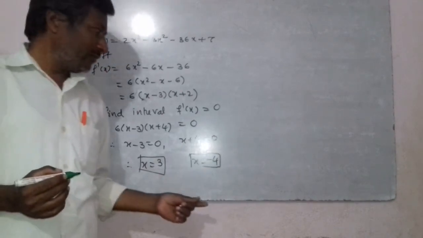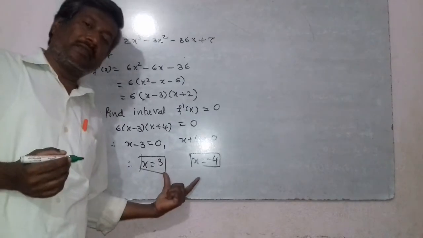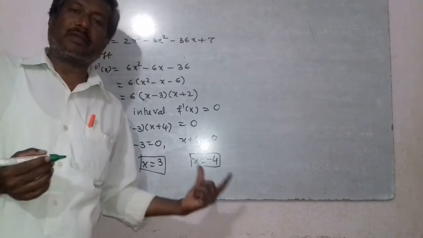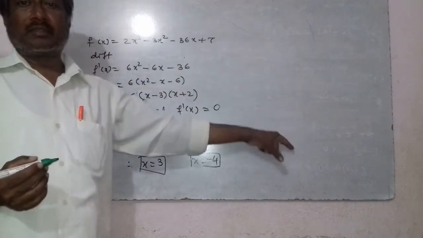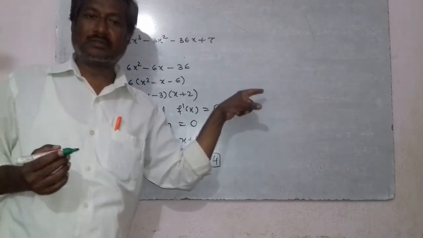So in the exam, finding the derivative carries 1 mark, finding the values of x itself carries 1 mark, and getting the intervals and other things carries 1 mark. Totally it is a 3 to 5 marks question.